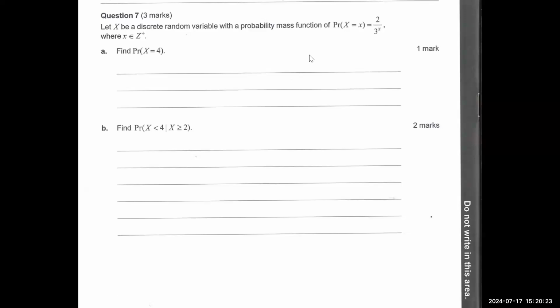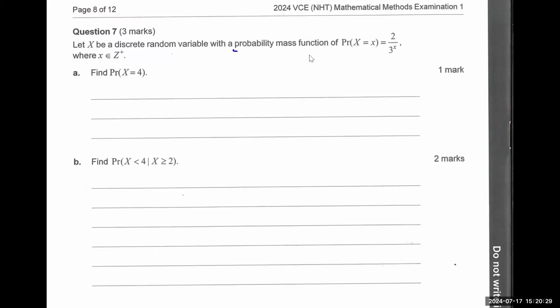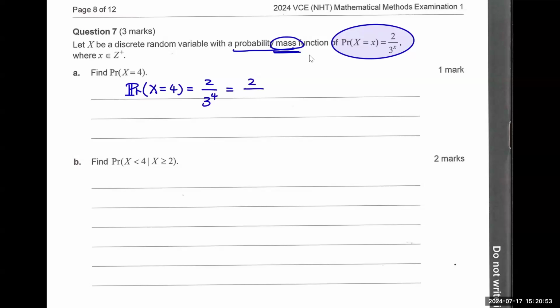Question 7. Let x be a discrete random variable with a probability mass function. I like the phrase here, probability mass function. For a discrete random variable, it's probability mass function. For a continuous random variable, it's probability density function. This is an interesting one: 2 over 3 to the power x. So find probability x equals 4. We could say probability x equals 4 is 2 over 3 to the power 4, which is 2 over 81, I suppose, because 9 times 9 is 81, okay?